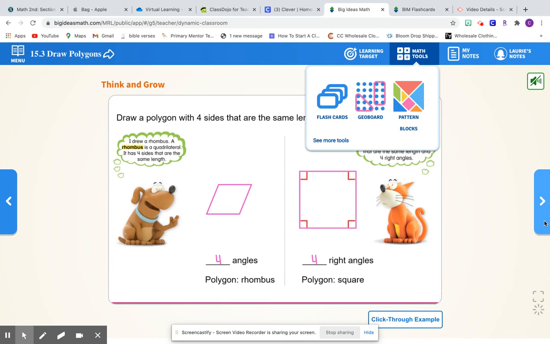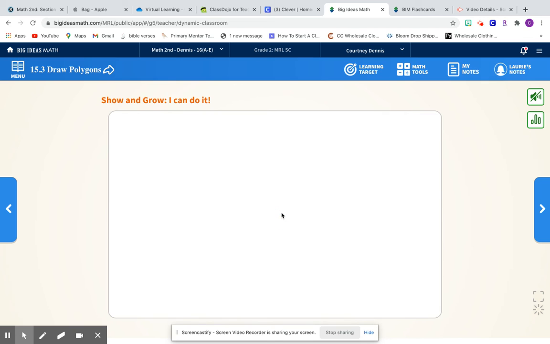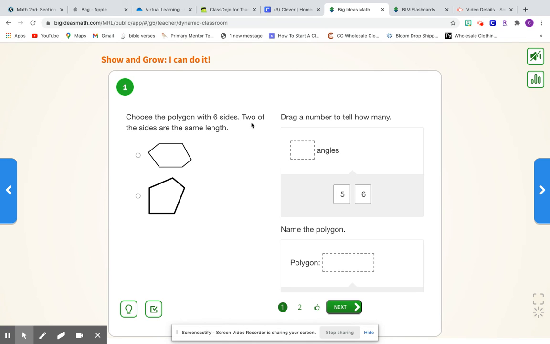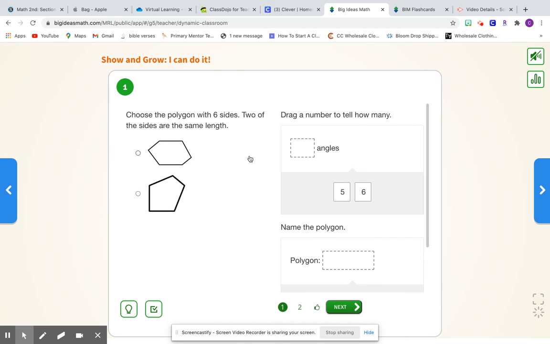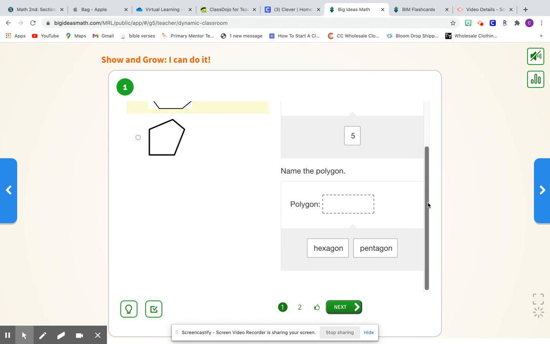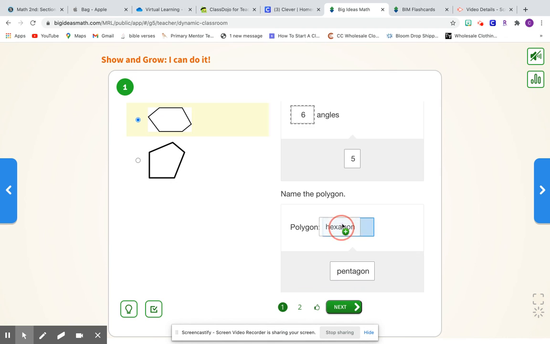All right, so now let's go back and look at a few questions before you all move on to your 15.3 practice. Choose the polygon with 6 sides. 2 of the sides are the same length. So this one has 1, 2, 3, 4, 5, 6 sides. And this one has 1, 2, 3, 4, 5 sides. So we're looking for the one with 6 sides. All right, drag a number to tell how many angles. So remember, angle is where the points are. 1, 2, 3, 4, 5, 6. This has 6 angles. And remember, if it is 6 sides, it is a hexagon.